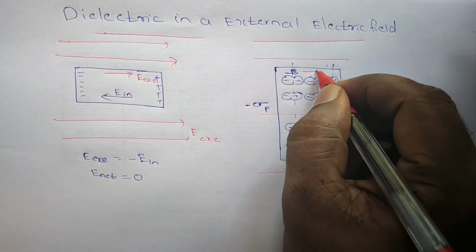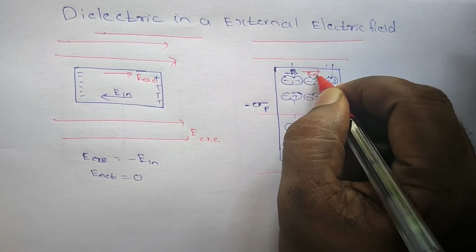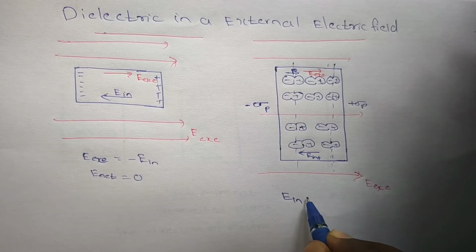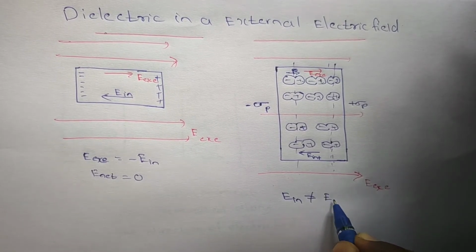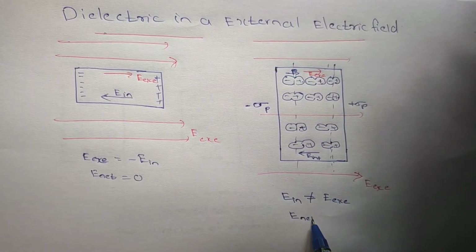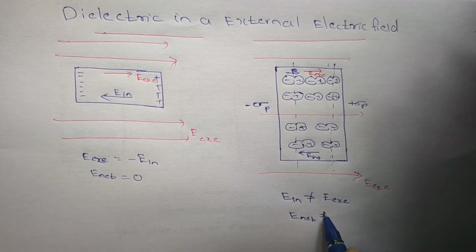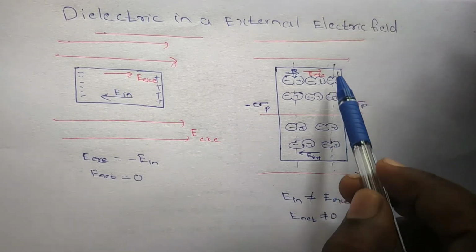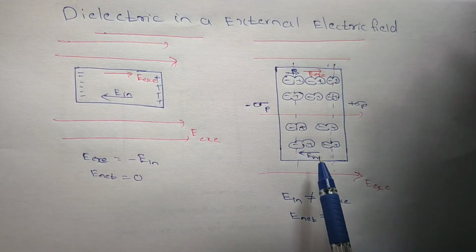Here the external electric field is in this direction, E external. But the internally generated electric field is not equal to it. So there is a net electric field present here. The net electric field is not 0. There is a net electric field present inside the dielectric.